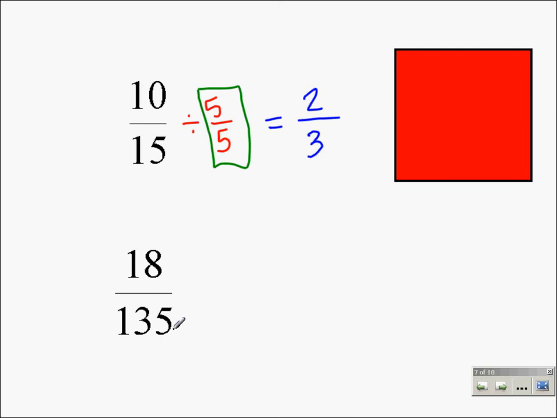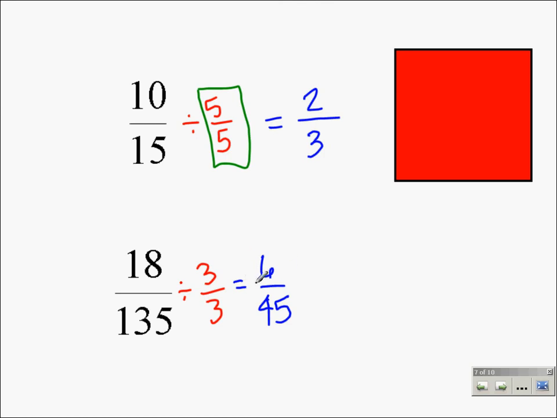Now, they're both not even. They don't end in 5 or 0. So let's check the 3 rule. 1 plus 8 is 9. 1 plus 3 plus 5 is also 9, and 3 goes into both of those numbers. So let's divide it by 3 over 3. When we simplify that, 18 divided by 3 is 6, and 135 divided by 3 is 45.